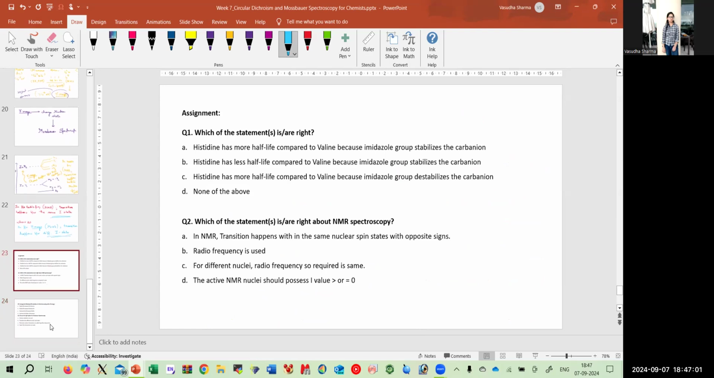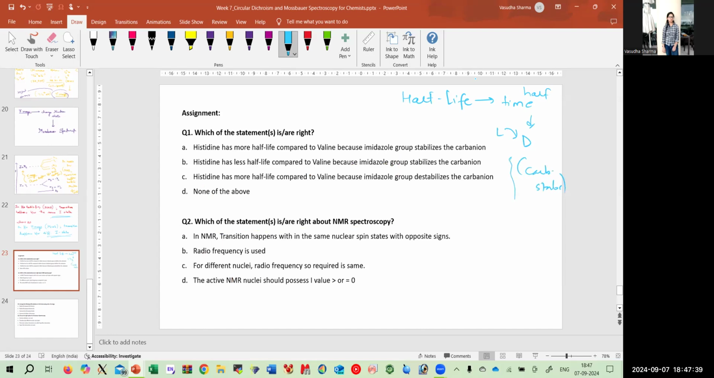Okay, so the questions are pretty straightforward. If you understand the concept, you will be able to answer them. Which of the following statements is or are right? Histidine has more half-life compared to valine because the imidazole group stabilizes the carbanion. We have already discussed that the half-life is dependent on carbanion stability. Half-life of any amino acid means the time it takes to convert from L to D. L to D is only possible when the carbanion is stabilized for a very long time.